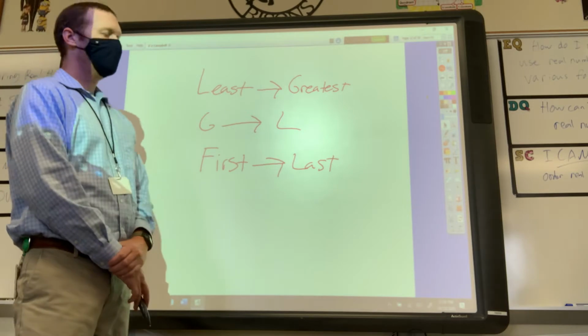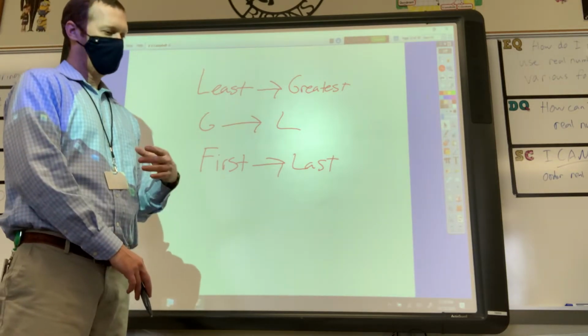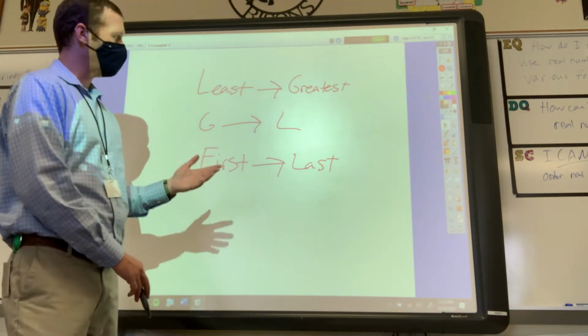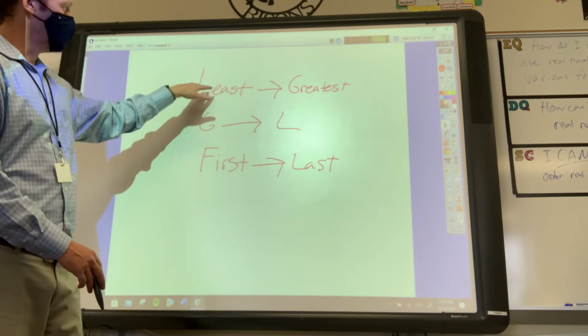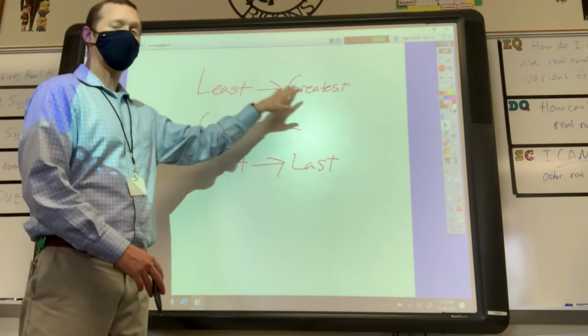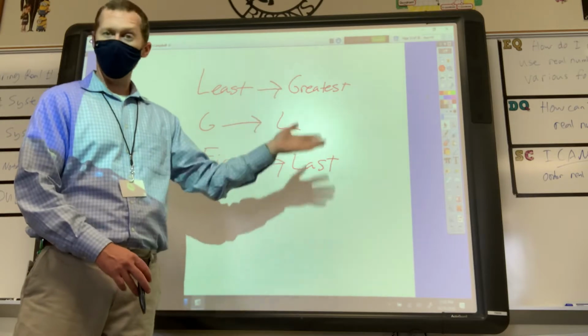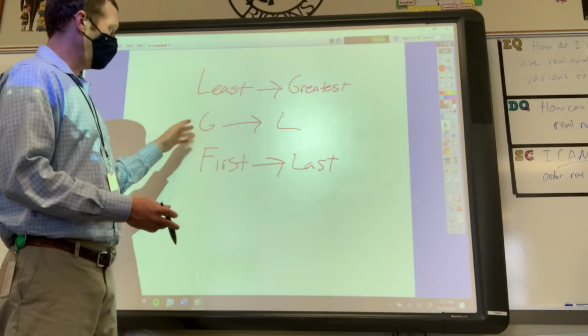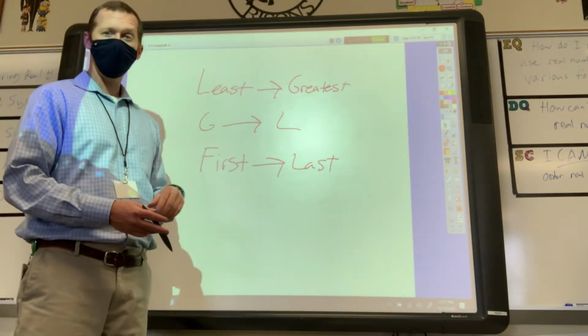We've been working on organizing and arranging real numbers, ordering them in different ways. One way we've ordered real numbers is from least to greatest, like if you had 1, 2, 3, 4, put them in order. Another way you're used to is ordering them from greatest to least. That's why that G through L is there.